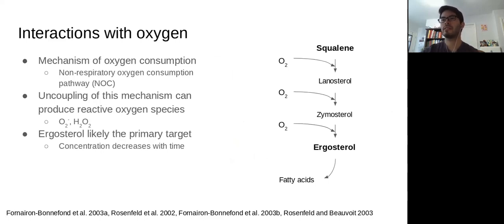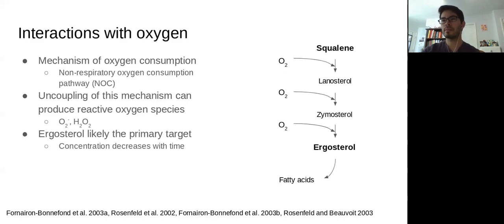So the mechanism of oxygen consumption is typically linked to the non-respiratory oxygen consumption pathway. Basically, the pathway relies on the uncoupling of the sterol and fatty acid synthesis pathway that I've shown here. Here, squalene is the sterol precursor, and ergosterol is essentially the fungal analog to cholesterol. So if we look at the inputs of this pathway, we see that oxygen plays a huge role.